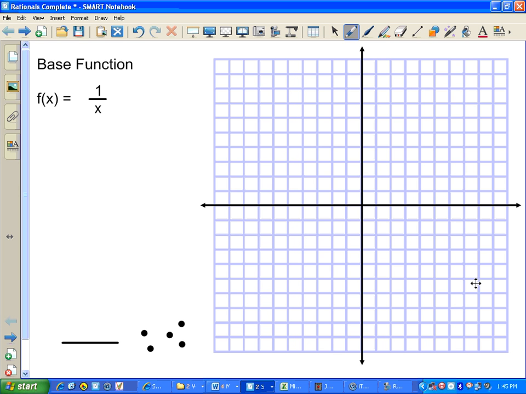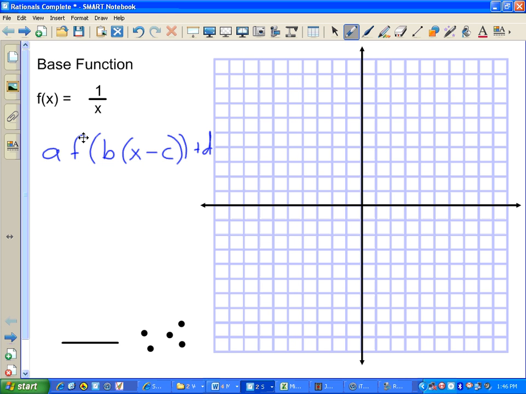So our base function is just the simplest rational function, which is just 1 over x. And if we look at all the different parts that we usually have inside of our function, we can have something being multiplied outside, okay, our a. We can have something that's shifting our graph left or right. We can have something that's shrinking or condensing our graph horizontally. And then we can have something that's shifting our graph up or down. So we've got all these parts.